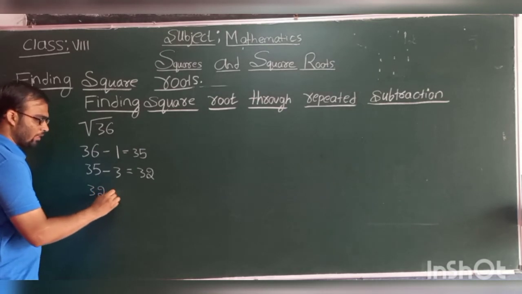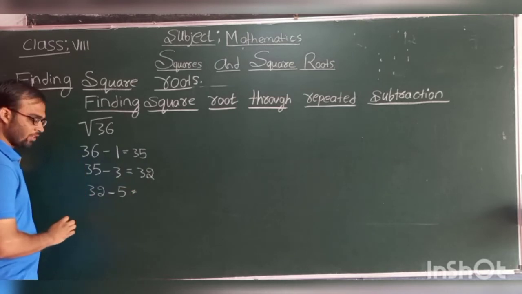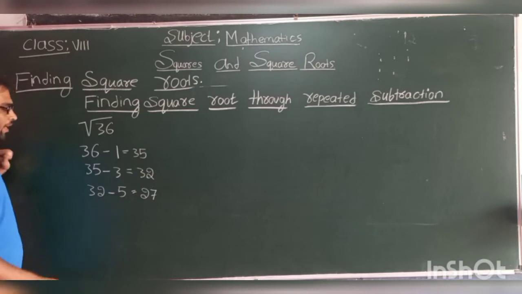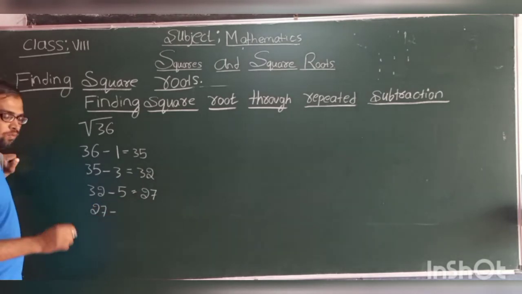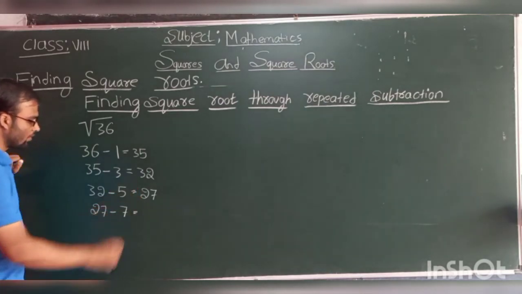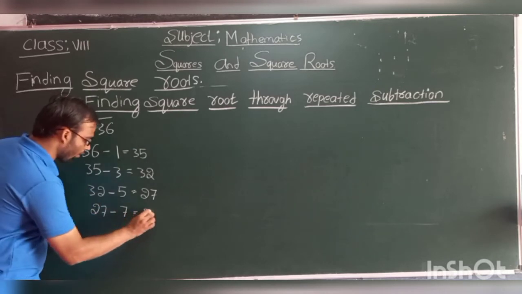Next 32. Now the third odd number, that is 5. 32 minus 5 is what? 27. Now just take this one. 27. Now the fourth odd number, that is 7. So here 27 minus 7 is what? 20.